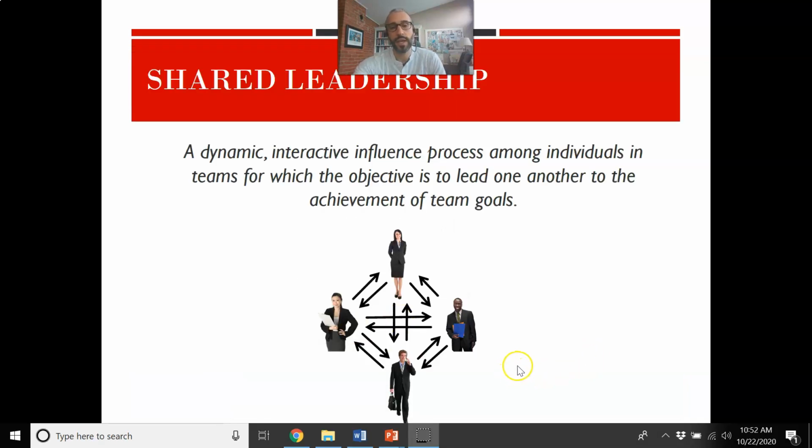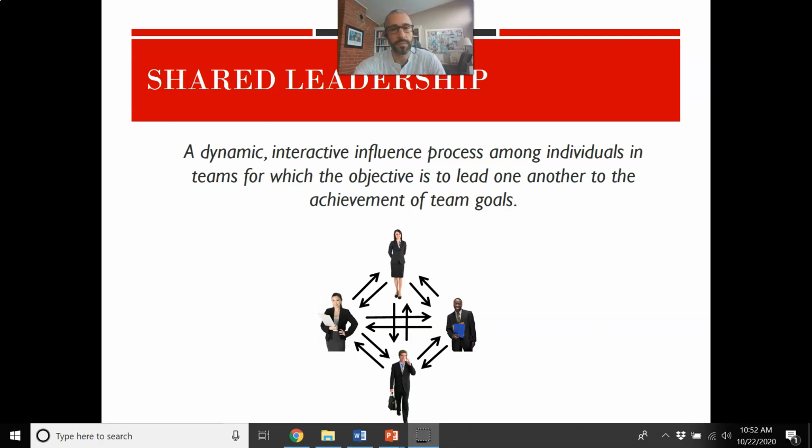First, let's start off with a definition. So it's the dynamic, interactive influence process. Dynamic meaning it changes. It's not static. It doesn't just sit still. It's going to evolve over time. And then it's interactive in that it happens with a lot of different individuals working with and through others. And it is within a team setting, so among individuals within a team.